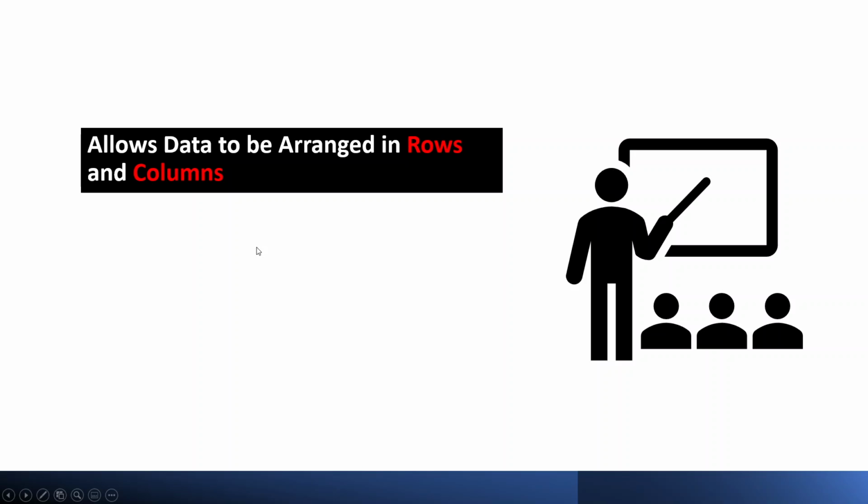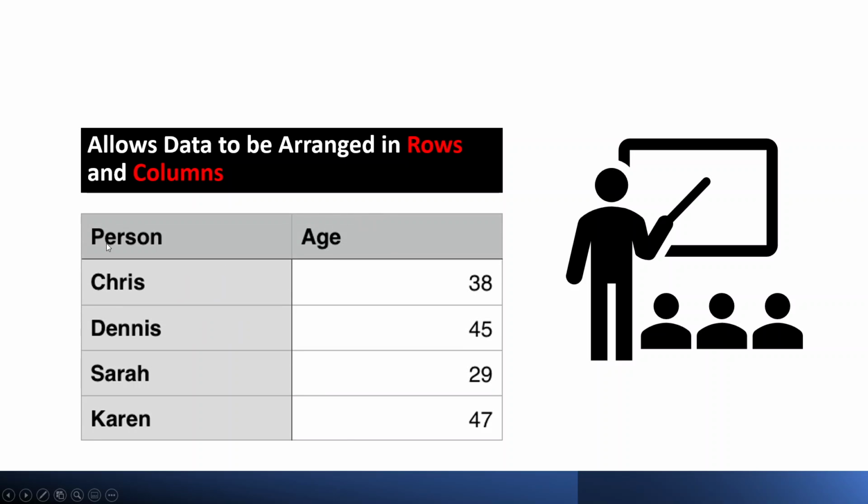HTML tables allow data to be arranged in rows and columns. So this is an example, right? You're going to have a table like this with rows and columns, and it's going to have data. Person and age are going to be your headers, and then each row has data for person and age.